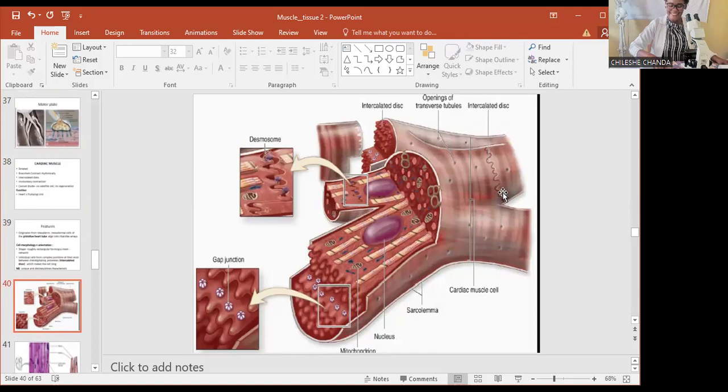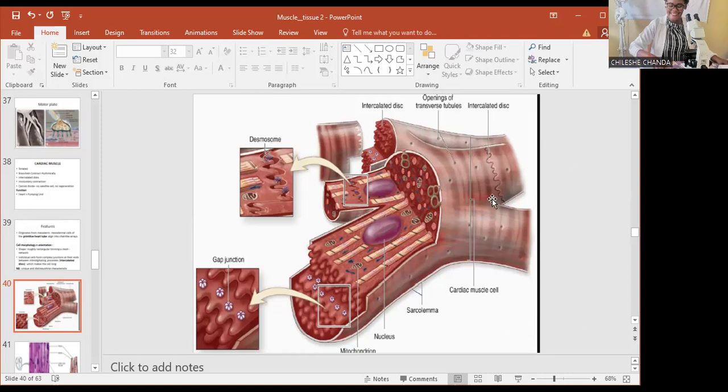This is an intercalated disc. The muscle fibers appear branched. Each muscle fiber has one nucleus. You're going to find one nucleus in each muscle fiber. Sometimes it can be two if there is a branch, like this one has a branch. Sometimes it can only be one in the middle there. So those are ways in which you can tell.